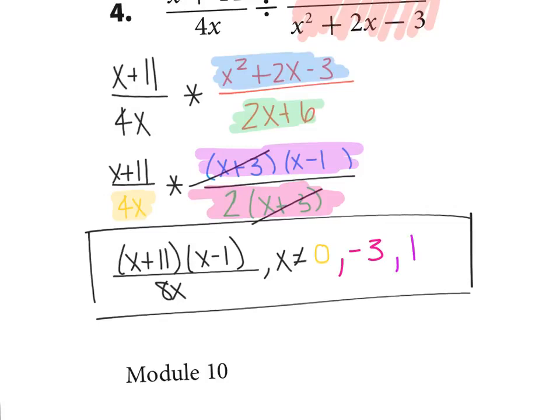What happens graphically at those 3 values, 0, -3, and 1? Poles or vertical asymptotes, one of the two. So which one's going to give you a hole? The -3, because that's the one that canceled. And the other two are going to give you vertical asymptotes.